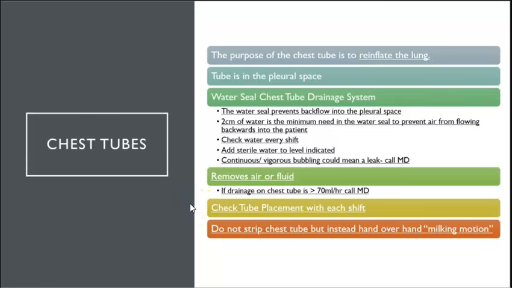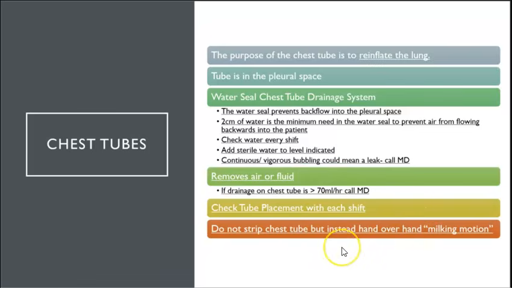If on your shift you have a chest tube that is getting 70 mLs or more an hour of drainage, you need to call the doctor. That is too much. Something is happening. Check the tube placement with each shift. Never strip or milk the chest tube.